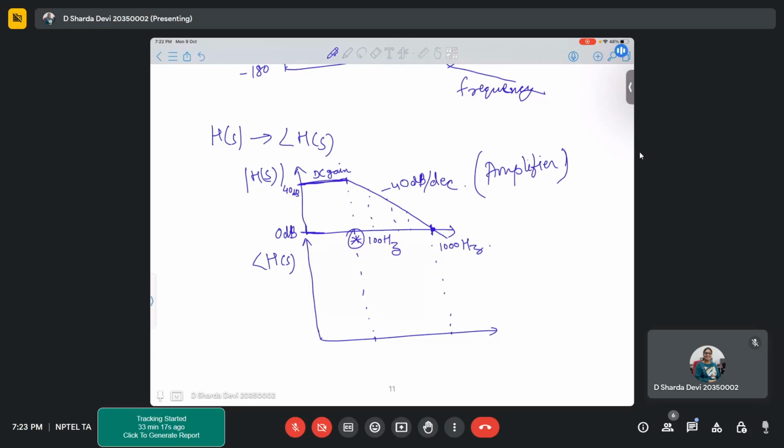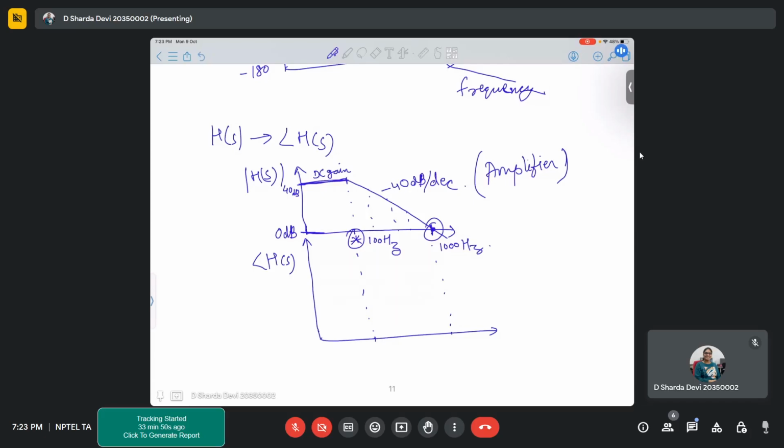If you are providing a signal of 10 volts amplitude, and you are getting a signal of 5 volts amplitude out of a system, that means it is attenuating your signal. So beyond this unity gain point, your system will behave as an attenuator. Clear? So this is the information you get, that 100 hertz is the 3 dB frequency, yes, 3 dB frequency.